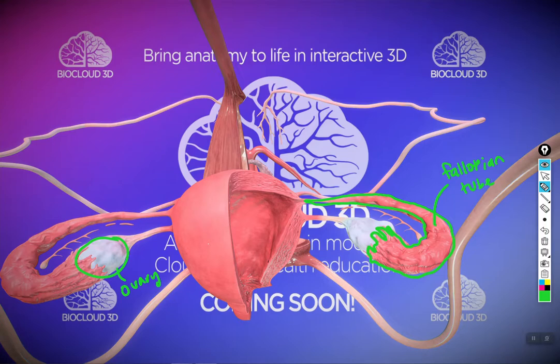So, fallopian tube ends in some little projections. So you can see these little sort of pokey outy bits, and those are called fimbriae. So they're little finger-like projections.